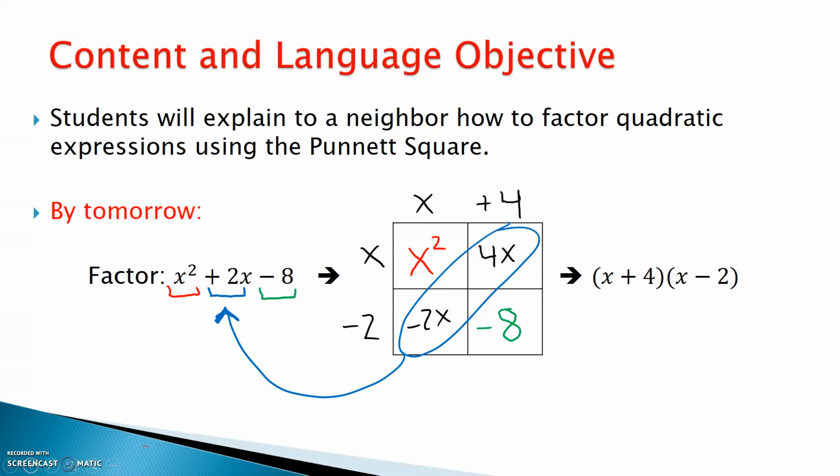Our job is to take a quadratic, which has x to the second power as the highest exponent, and use the Punnett square, but this time in reverse, to break it apart into our two factors. What were our two binomials, our two factors, that created that original quadratic?